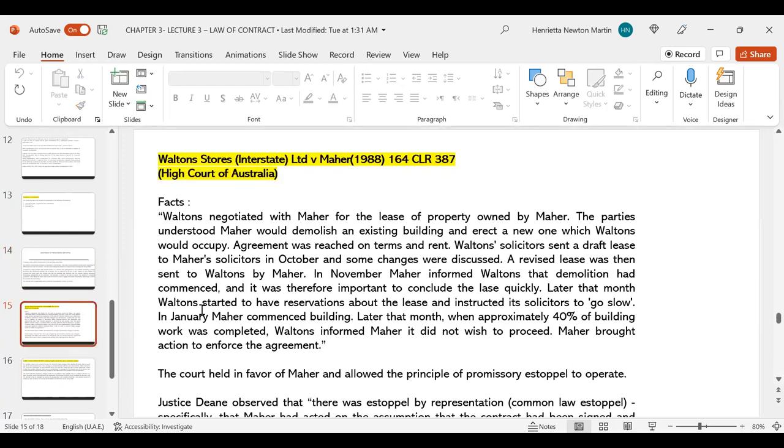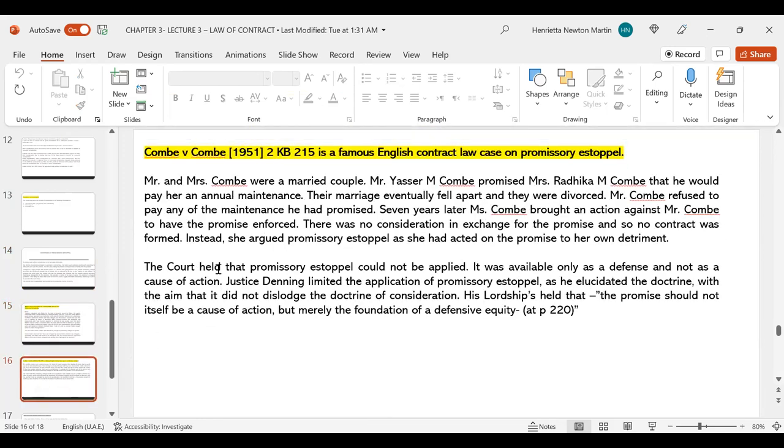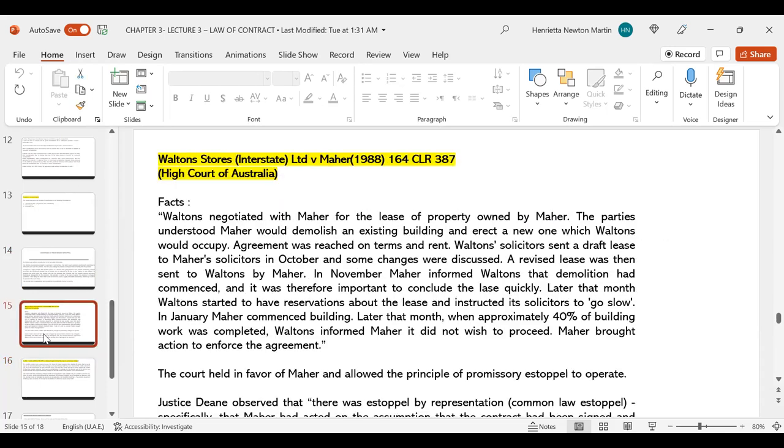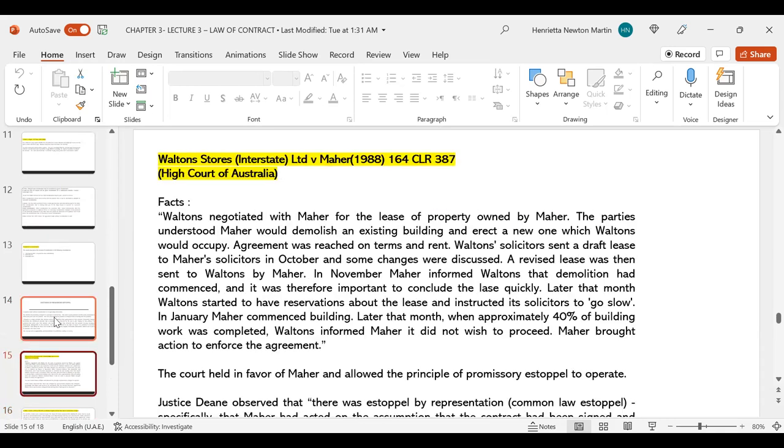There is a very important case here, Walton Store, that is an Australian case. The Australian High Court decided the case. You can go through the case. It's very interesting. And there is also Combe versus Combe, where there is Justice Denning. He did not want to displace the concept of consideration. He said that we cannot displace the concept. Then he explained the doctrine of promissory estoppel in this case. He said that when there is no consideration in exchange of a promise, there cannot be any contract that is actually formed. So we will study Walton Store's case next class, and Combe versus Combe, because these are important case laws. Combe versus Combe is an English case, and Walton Store is an Australian case.